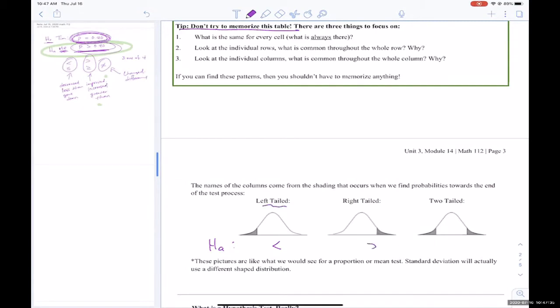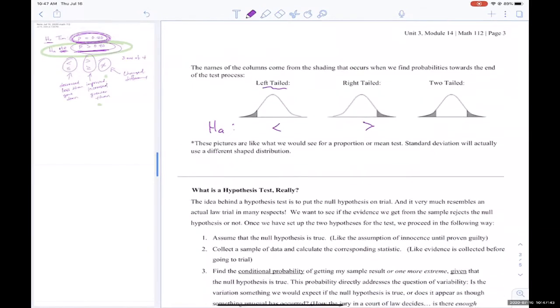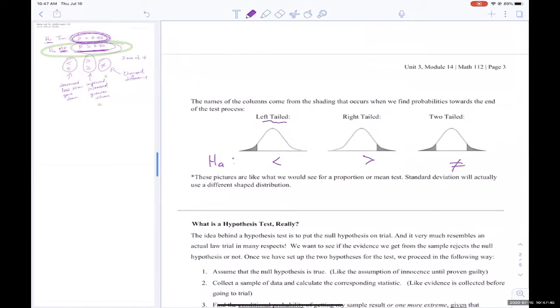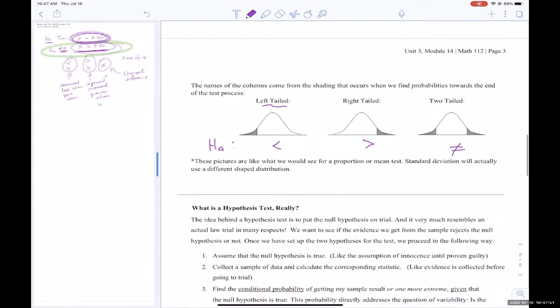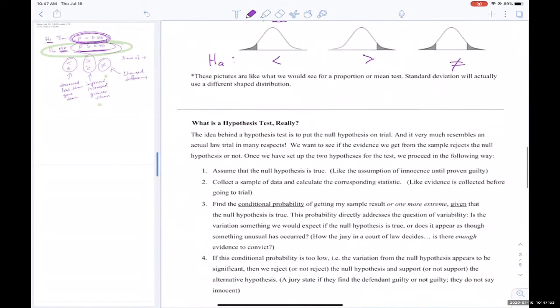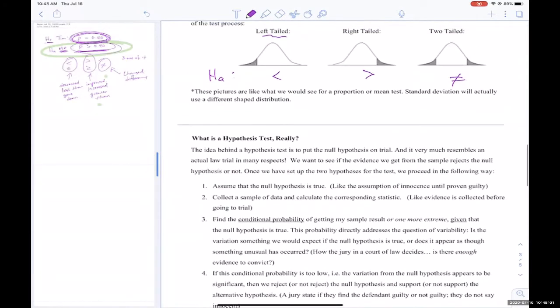If it's greater than, or greater than or equal to, that is a right tail test, and not equal to is considered a two tail test. We'll talk about this a little bit later. It's not all that important if we're not doing this by hand. If we're utilizing StatCrunch, you don't need to emphasize too much whether it's going to be a left, right, or two tail. All right, so what is a hypothesis test really?